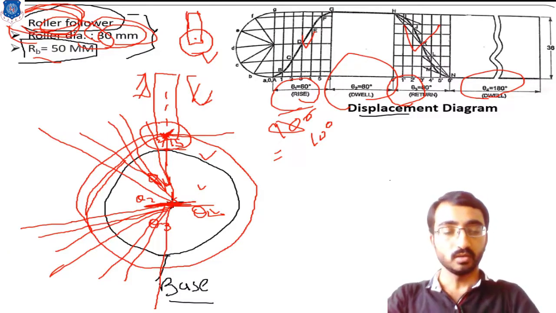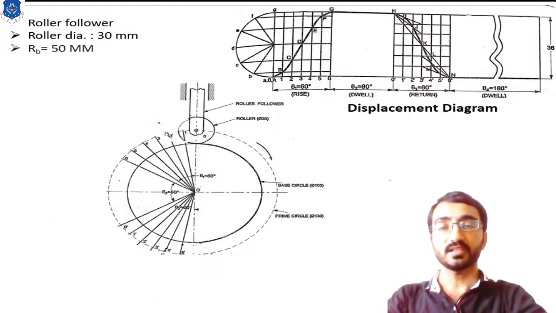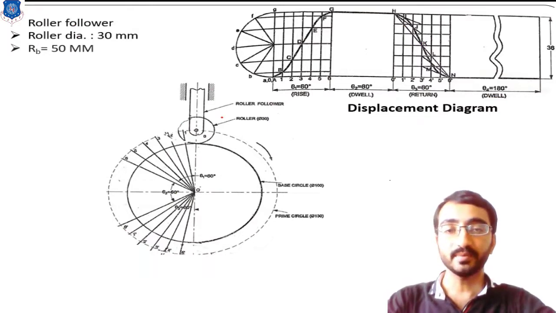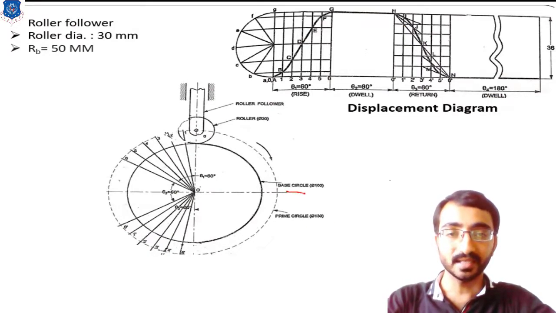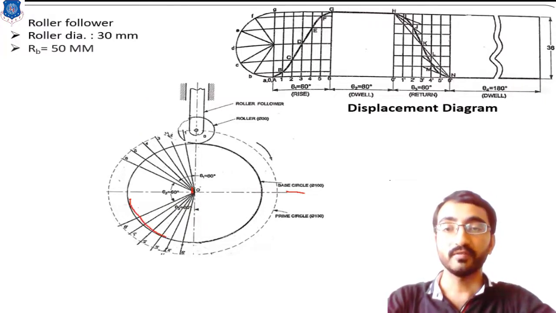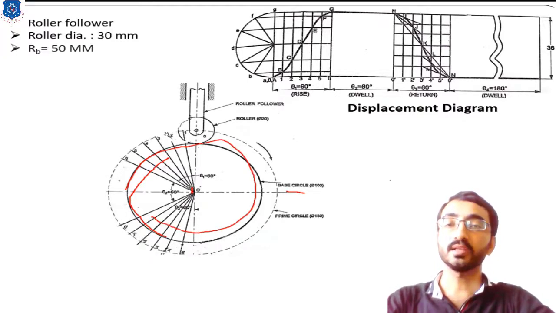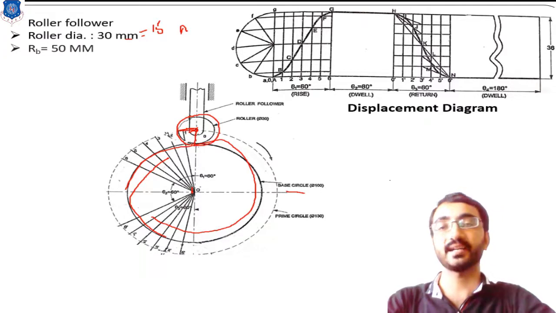Let's quickly revise up to these steps. The first step is to draw the base circle. First we considered this as your center point, and from this center point we sketched the base circle. Now to draw the roller on this base circle, we considered this as the center distance, that is the radius of the follower, 15 mm. So keep 15 mm radius from the contact point and draw a roller on this base circle.